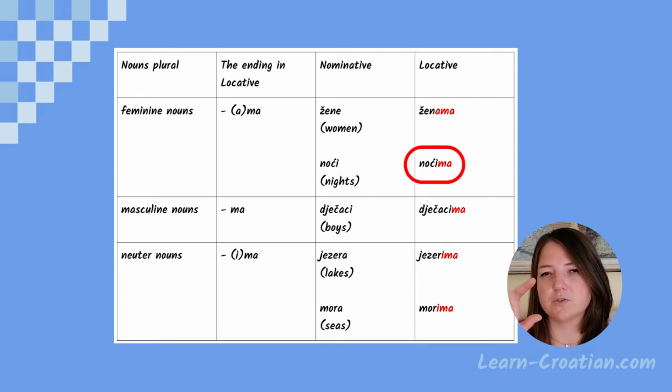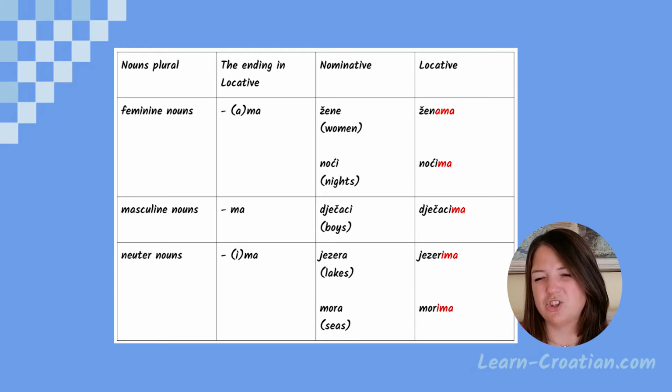Now, of course, there's a difference because žene is a feminine noun that ends on a vowel, and noć is a feminine noun which ends on a consonant. That's why these two are slightly different, even though they're both feminine. Now, the masculine plural nouns just simply add the ending ma.